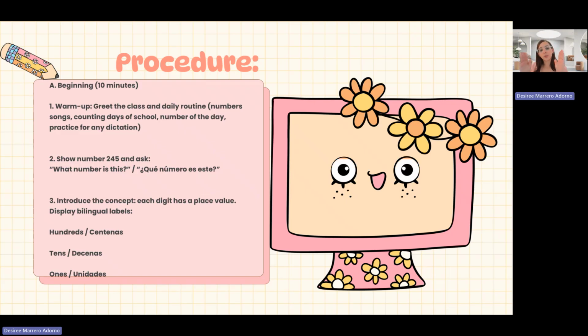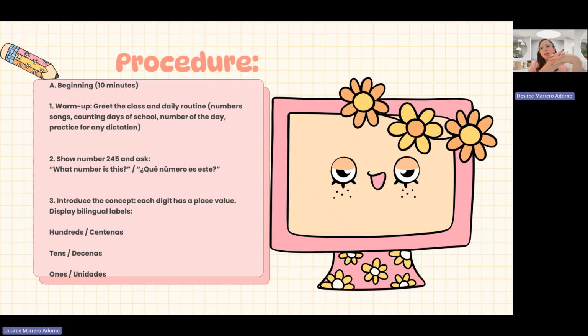Then I start showing them the number 245 and I ask them, what is this number? I already started with them just working with how I say this number. Remember that they just know the numbers up to 100, but in first grade they're starting to learn the new ones. So some of them knew, some of them they don't even remember, but it's part of the process.